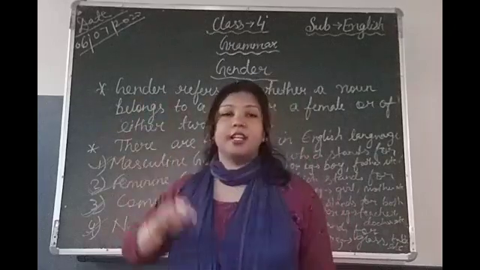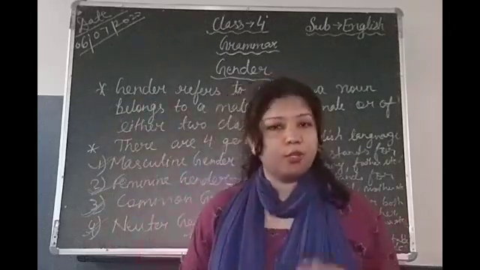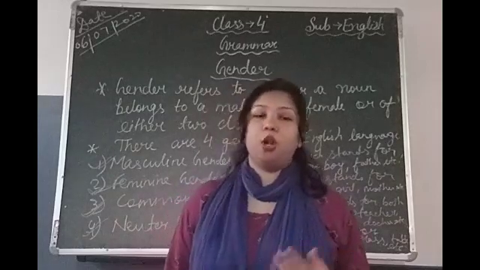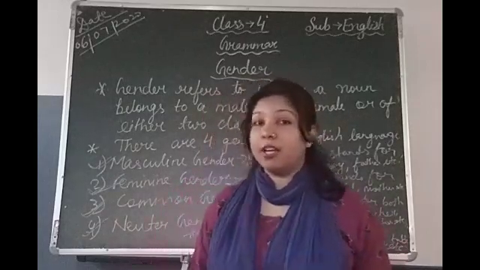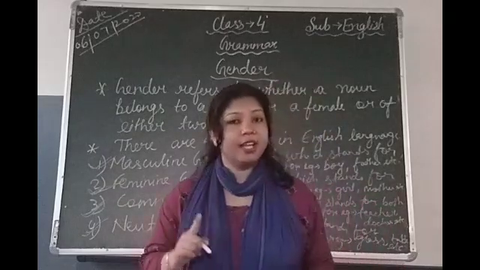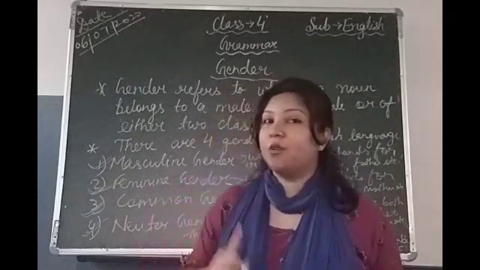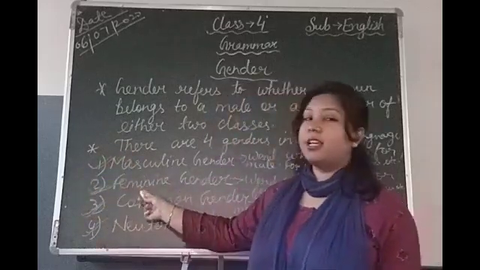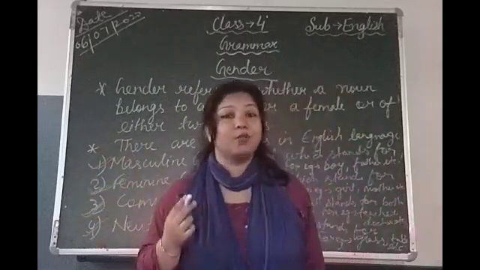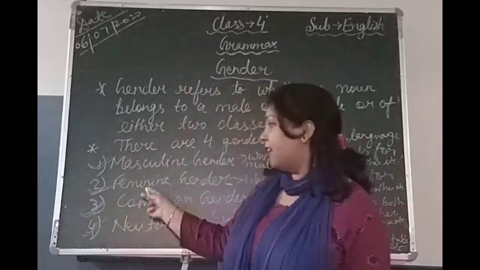What is gender? Gender refers to whether a noun belongs to a male or a female or of either two classes. There are four genders in English language. What are they? Masculine gender. The words which stand for male is called masculine gender. Second one is feminine gender. It means the word which stands for female is called feminine gender.